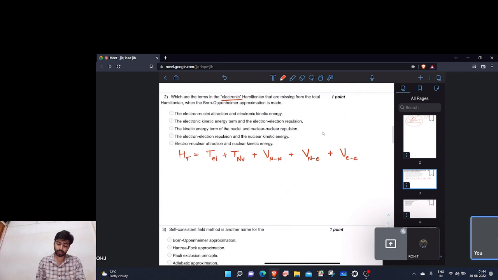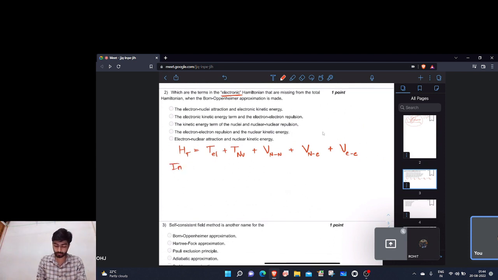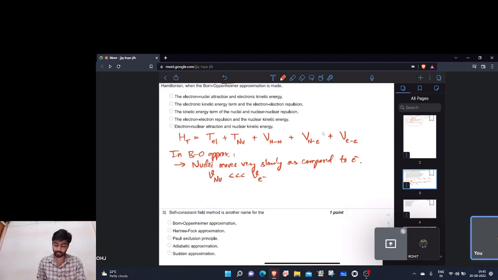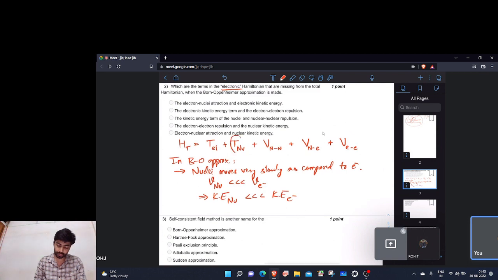Now in the Born-Oppenheimer approximation we found that nuclei move very slowly as compared to electrons. Therefore, the velocity of nuclei is extremely slow as compared to the velocity of electrons. Now, velocity is very intimately related to the kinetic energy of the particles, and therefore the kinetic energy of the nuclei is extremely small as compared to the kinetic energy of the electrons, and therefore this term, the kinetic energy of nuclei, is extremely small and can be neglected from the Hamiltonian.